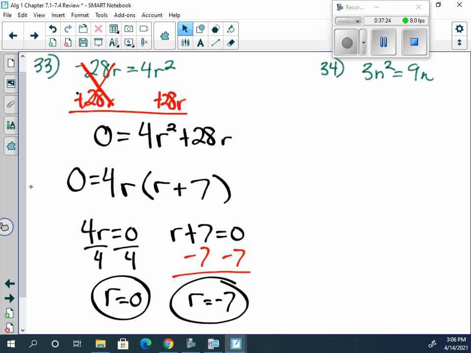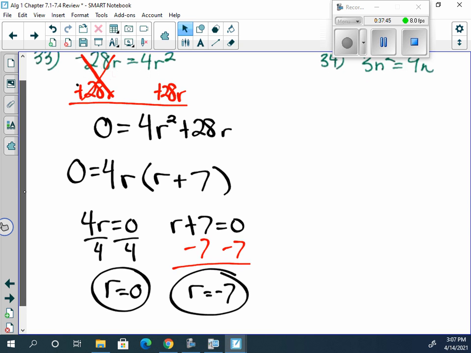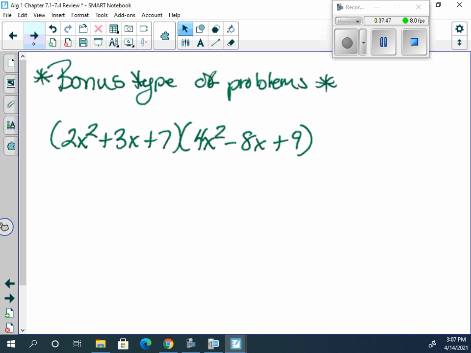Any other questions on this one here? So are we good with both of these here? So the only thing we do have left is the bonus type of problem. We want to look at that. Can we do it first? You can do it on your own. There is the answer in the back.